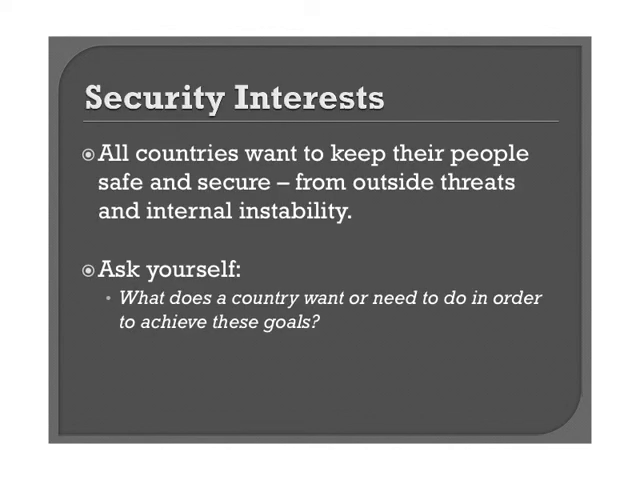The second type of interests are security interests, and in general, all countries want to keep their people safe and secure from both outside threats and also from internal instability. They need to protect their natural borders. They will often work to maintain relationships with allies and ensure the safety of their citizens domestically from violence and crimes. How concerned a particular society is about security will depend on how they perceive the threat against them.